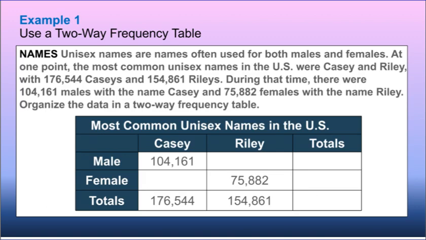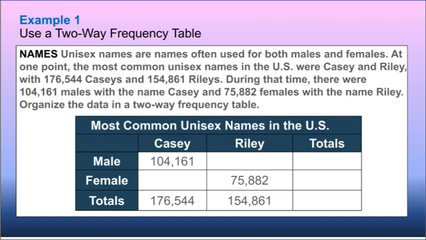So moving on to the next part, our first example says unisex names are names often used for both males and females. At one point, the most common unisex names in the US were Casey and Riley, with 176,544 Caseys and 154,861 Rileys. During that time, there were 104,161 males with the name Casey and 75,882 females with the name Riley. Organize the data in a two-way frequency table.